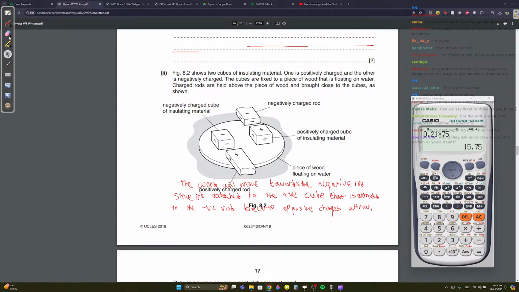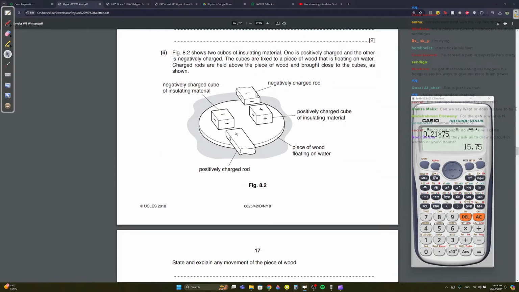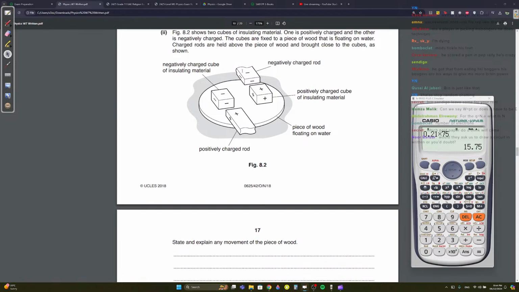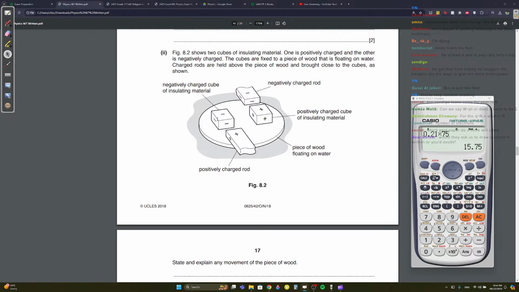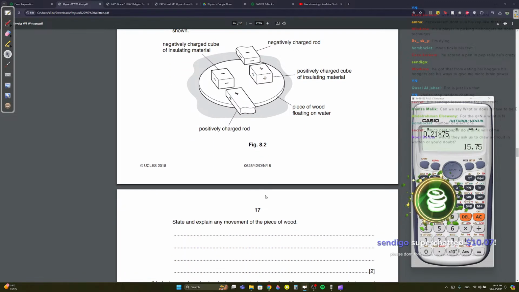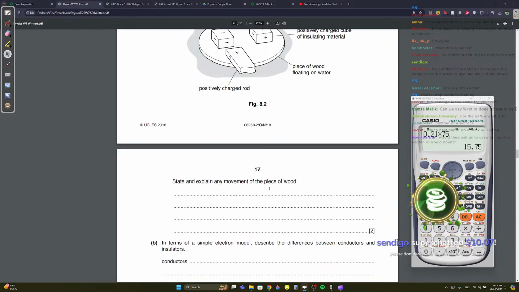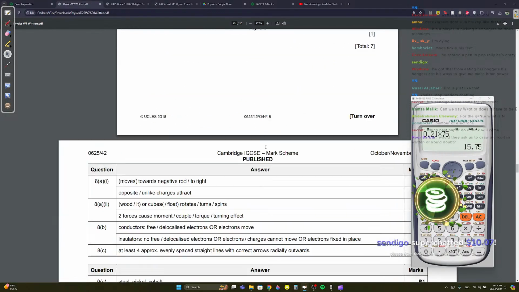Okay, next one. Figure 8.2 shows two cubes of insulating material. One is positive and the other is negative. The cubes are fixed to a piece of wood that is floating on water. Charged rods are held above the piece of wood and brought close to the cube, as shown. State and explain any movement of the piece of wood. Should be no movement, right?